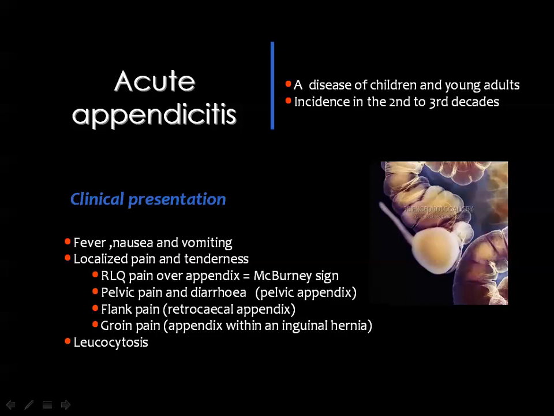Then we came to the acute appendicitis, and you know that this is a disease which is common in the children and the young adults, and the clinical presentation is well known for all of you, which includes fever, nausea and vomiting, localized pain and tenderness to the right iliac fossa, and many times you should have leukocytosis.